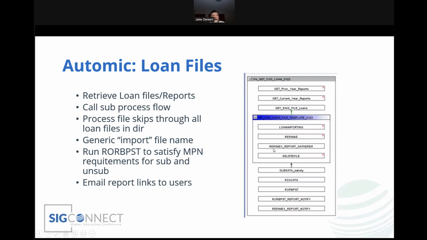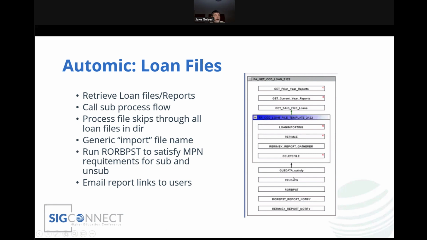The RER IMX report gather takes the output from that, saves it off to the side in an email or links to it in an email, and then delete file cleans it up, and then it calls itself again. See the C's on that area, that's constraints. So it's looking to see if there's actually a loan import. Every time it calls the loan importing, after that it looks to see if it has one of those generic files. If it doesn't, it passes through and stops processing. Just keeps on going, chunks through.